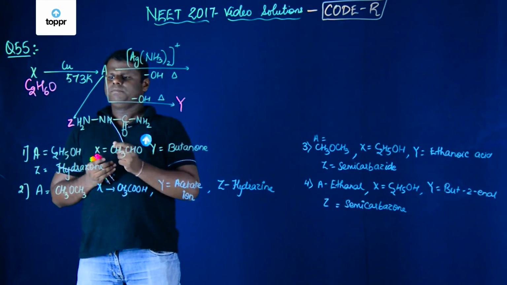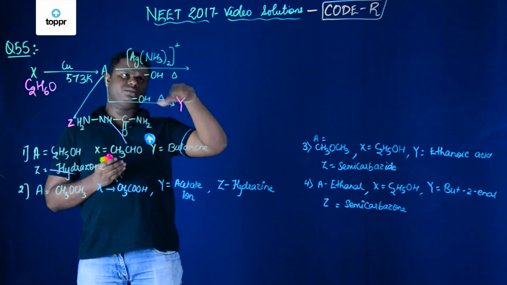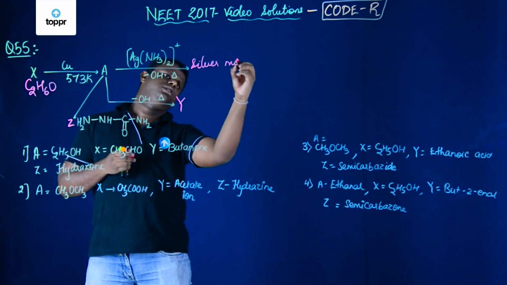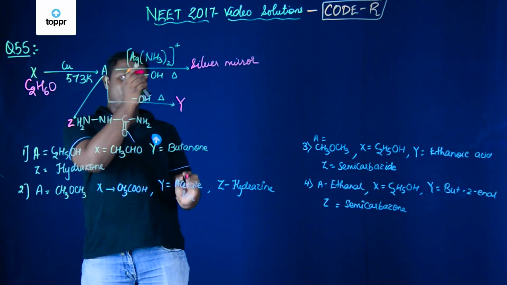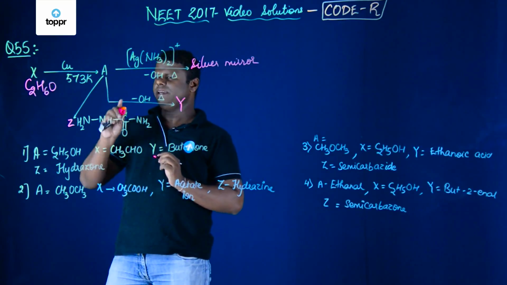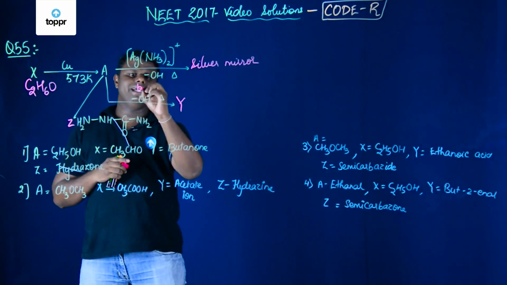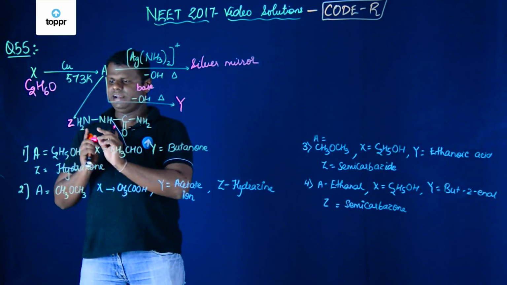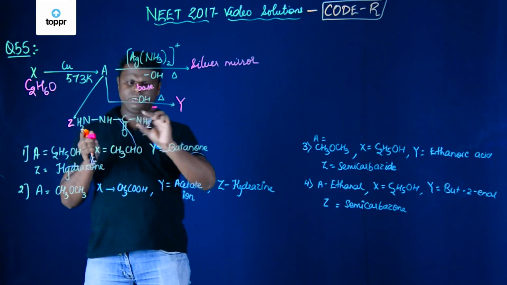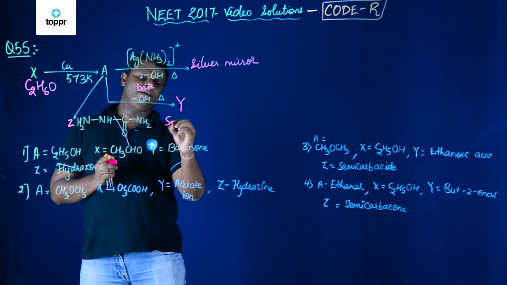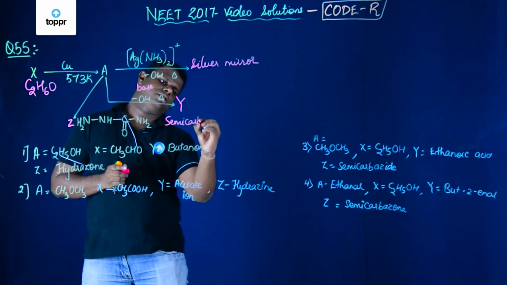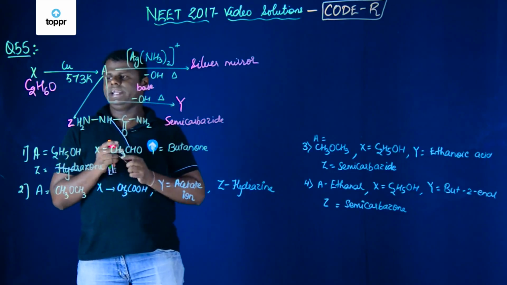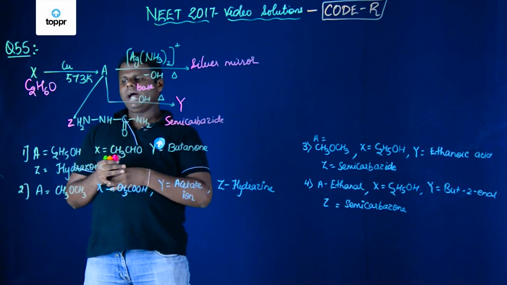So it gives A, which on treatment with this gives a silver mirror test. So this is basically a silver mirror test, silver amine complex basically. And then on treatment with a base, it gives Y. Okay, that would give you the clue. And on treatment with Z, which is nothing but semicarbazide, it gives compound Z, right? So you are supposed to identify X, A, Y, and Z.